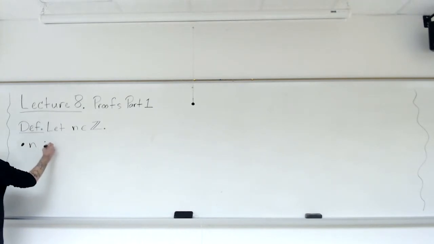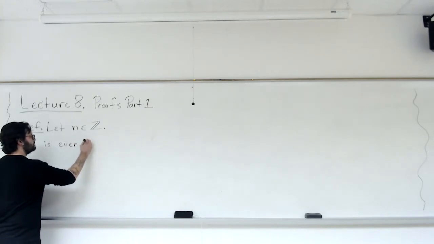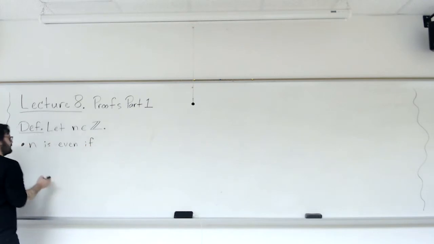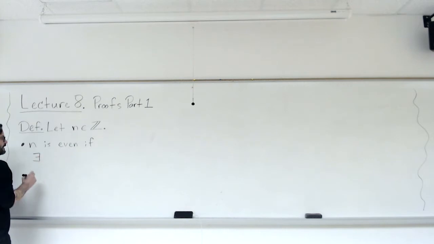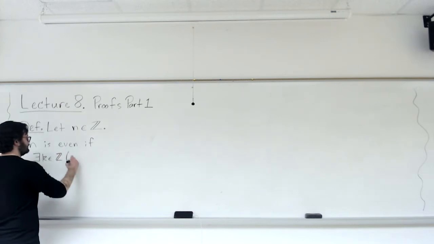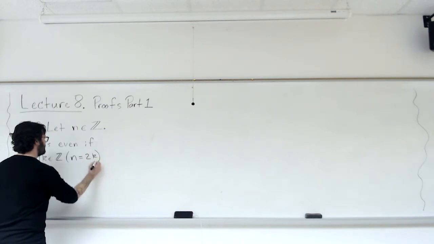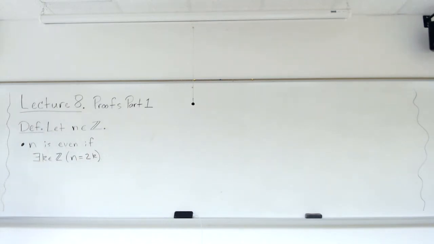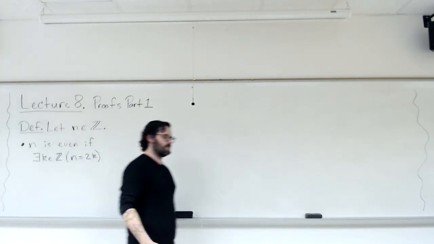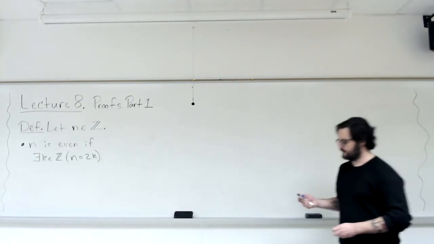n is even if, let's say, I'll write it using quantifiers, there exists an integer k such that n is equal to 2 times k. That is the formal definition, using quantifiers and the logic symbols that we know, of being even.